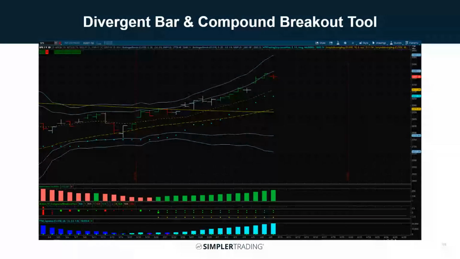So here's an example of those two indicators combined here on SPX as of recently. Here on SPX, we had some great bullish divergent bars.